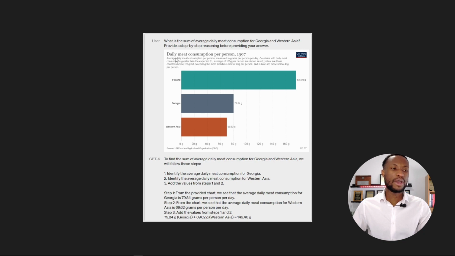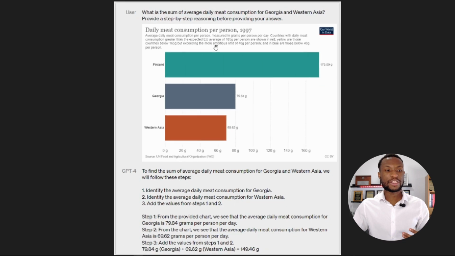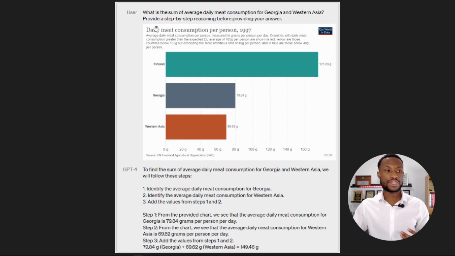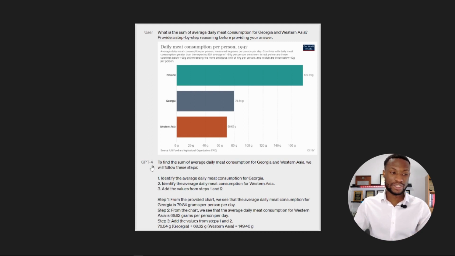So here's an example. We gave GPT-4 this graph, which is basically the daily meat consumption per person in 1997, and then we asked it, what is the sum of average daily meat consumption for Georgia and Western Asia? Provide a step-by-step reasoning before providing your answer. And this is GPT-4 here.